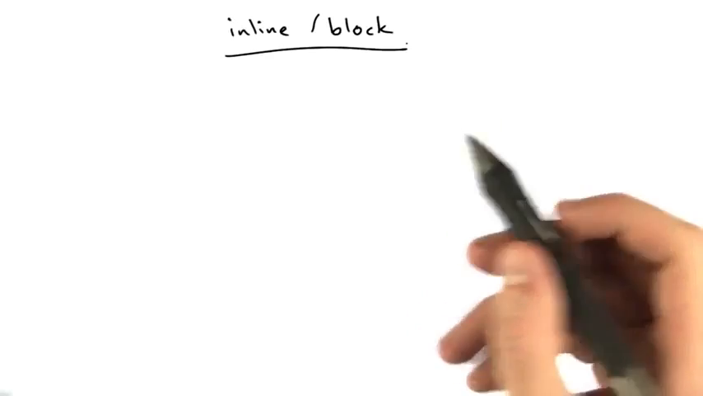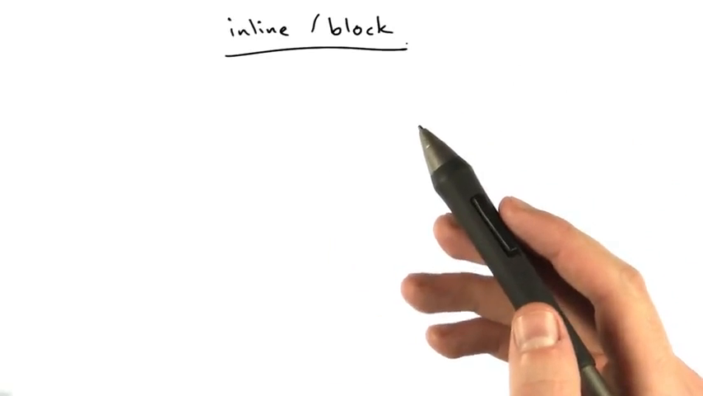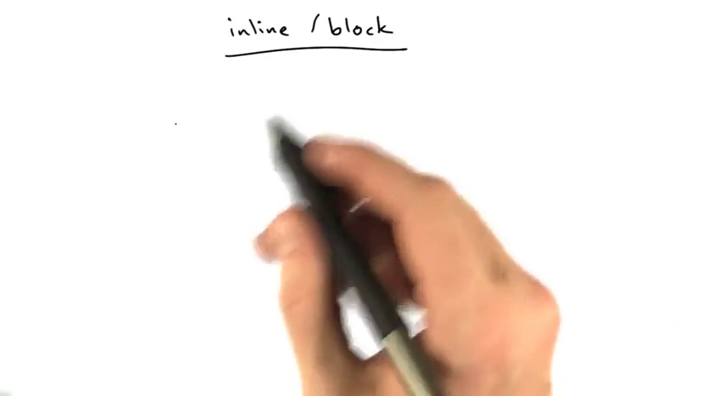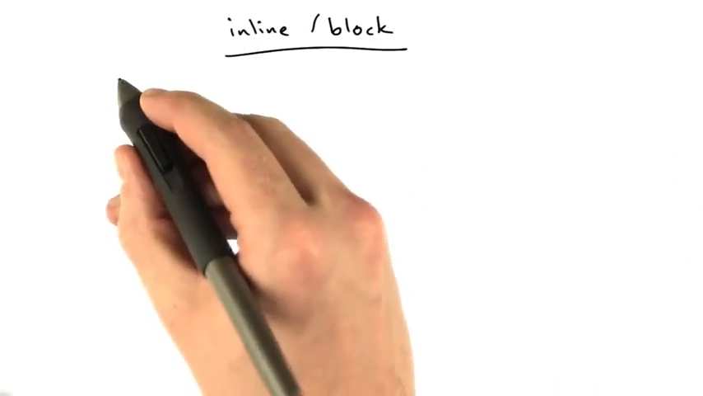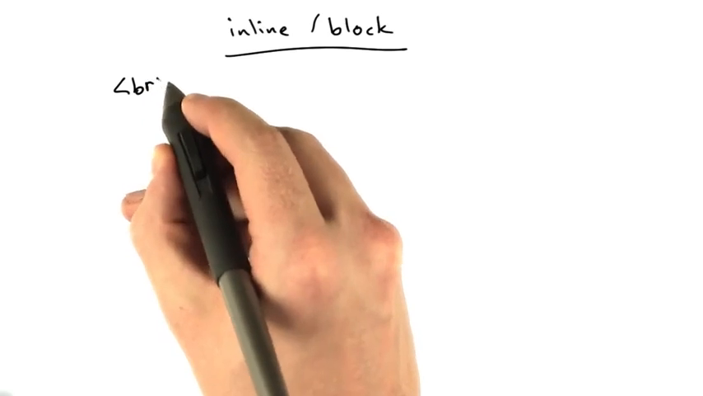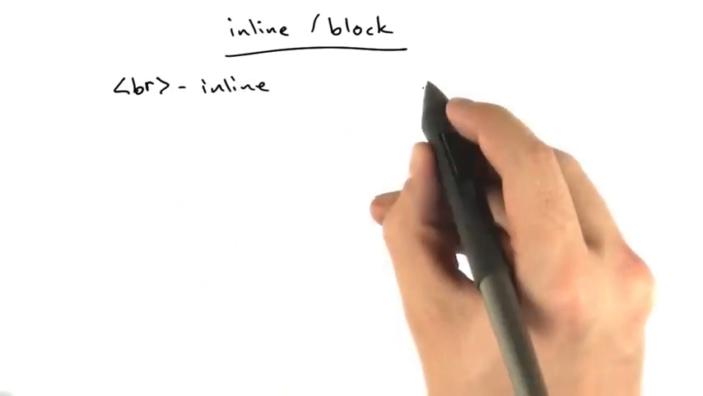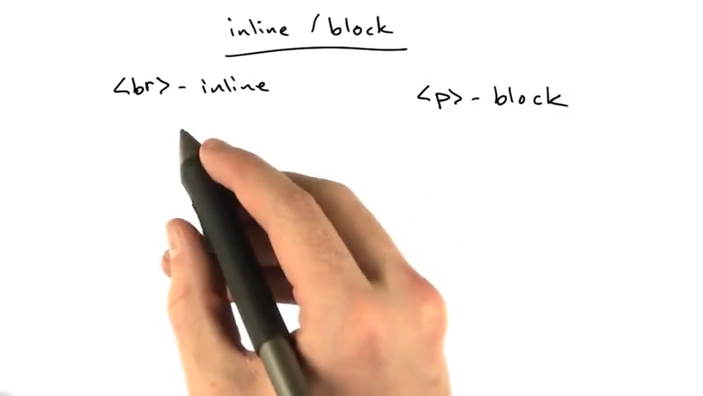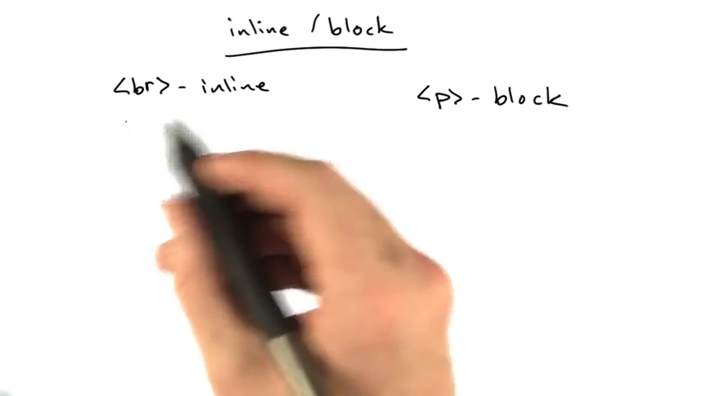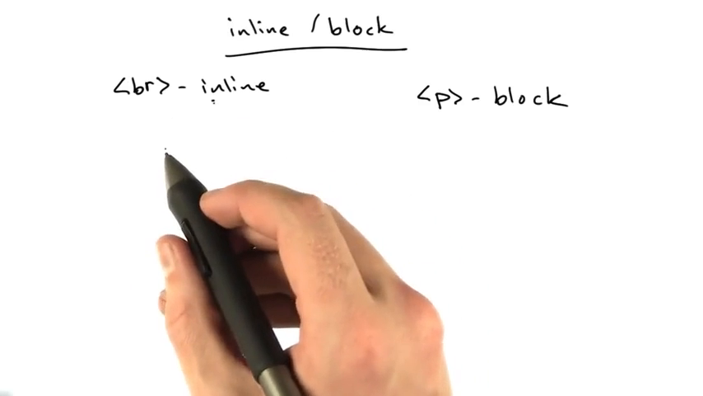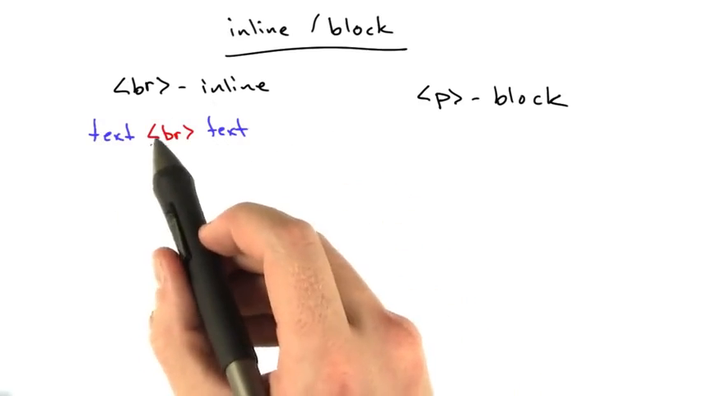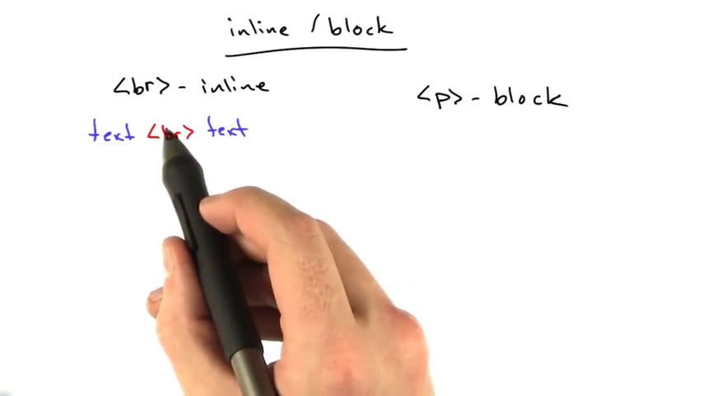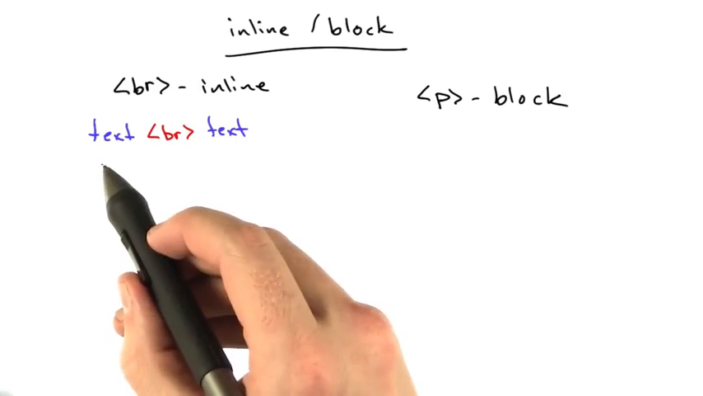Okay. Why do we have two different ways of making new lines? Why do we have a BR tag and a P tag? The answer is because the BR tag is what we call inline, and the P tag is what we call block. What the BR tag was actually doing was just ending a line. So when we have some text and we put a BR in the middle of it, it just basically says the line ends here and this guy wraps to the next line.